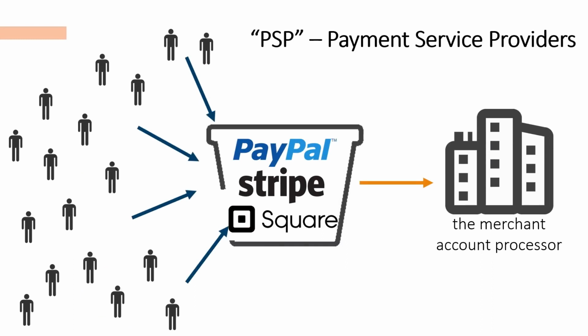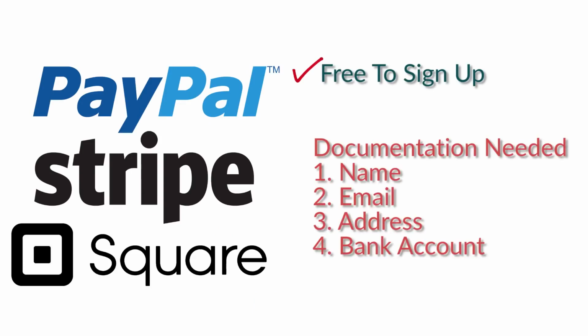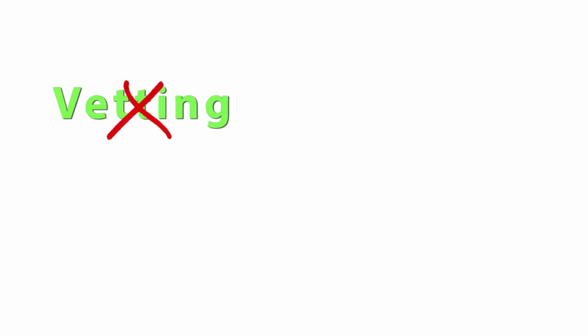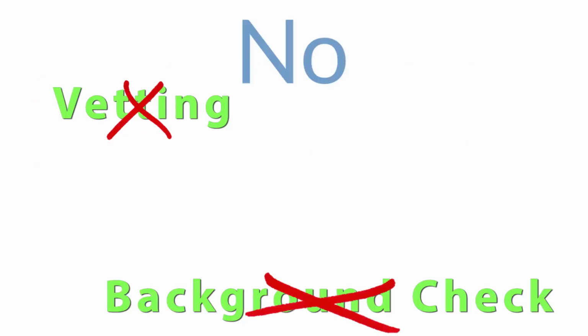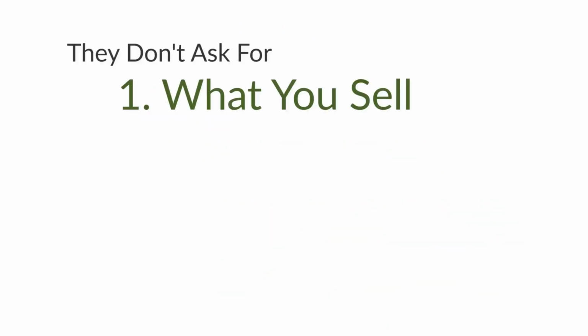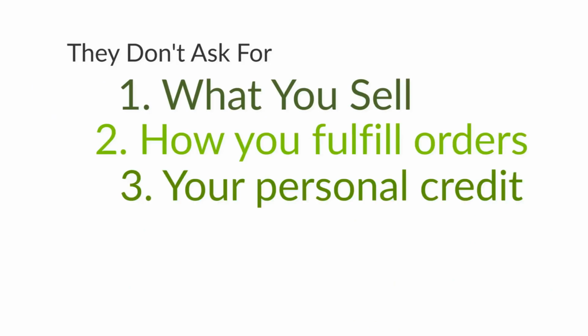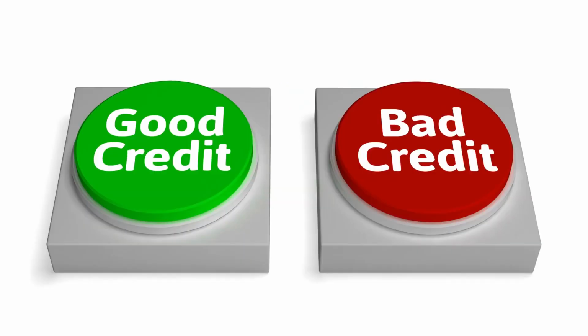So the aggregator model is very popular because it's simple and easy to set up, and it's an instant solution for you, the business owner, the user. All 3 payment service providers are free to sign up, PayPal, Stripe, and Square, that is, and there's minimal documentation that's required to activate your account. There's no vetting process or background checks, and therefore no formal approval process. They don't know what your business is selling, how or if you fulfill product orders directly or if you send them through a third party, and they don't have any idea of your personal credit or business history of taking credit card payments.